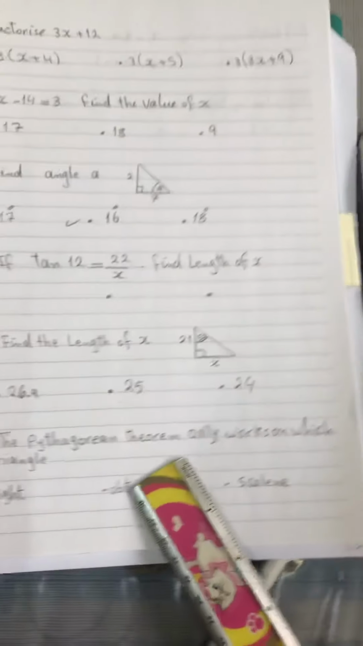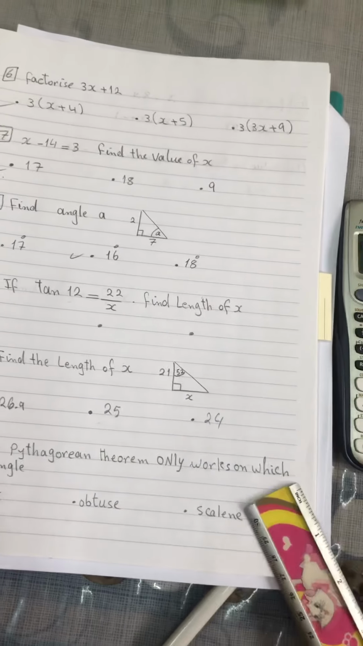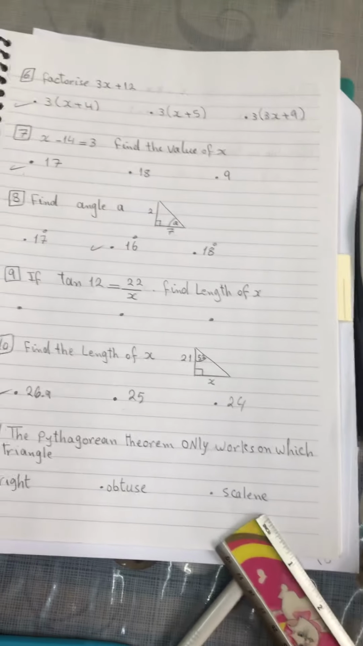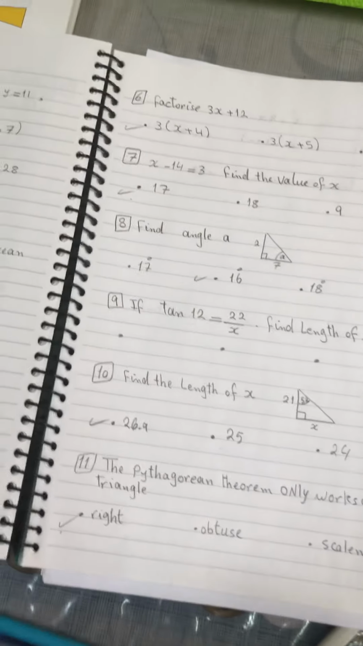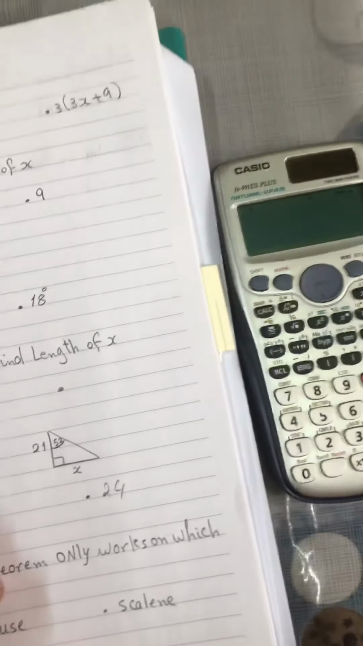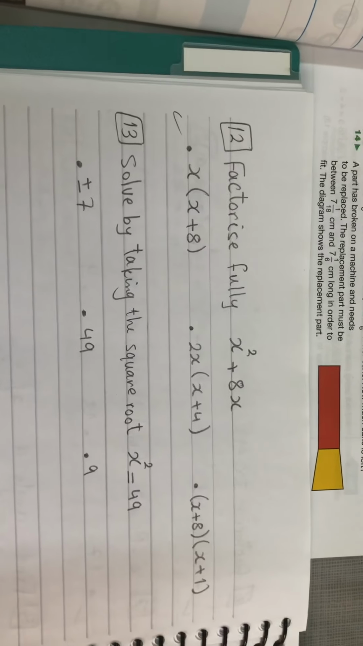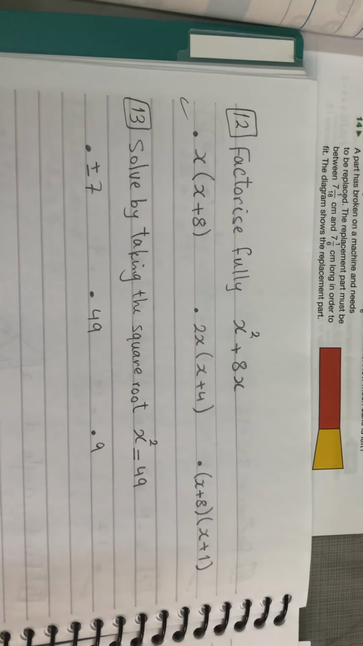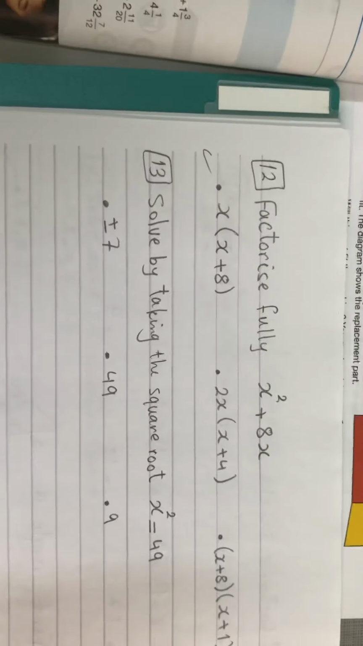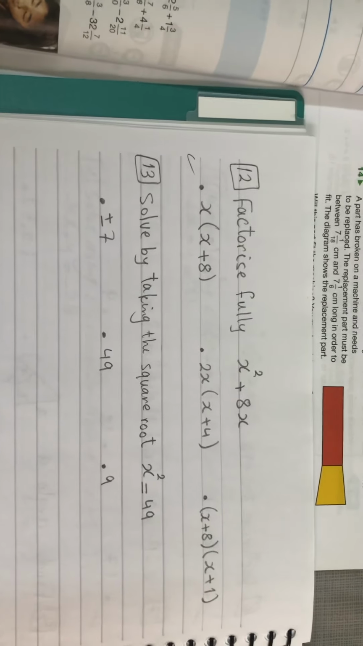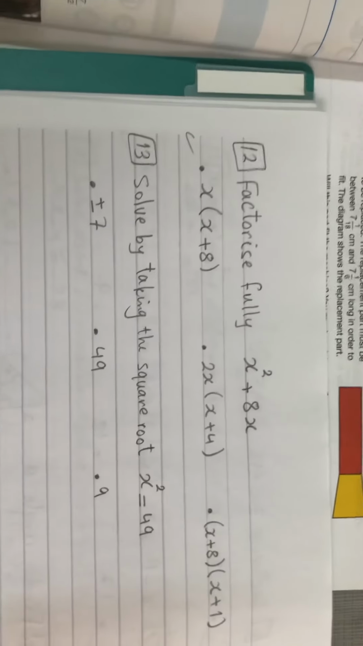The Pythagorean theorem only works on which triangle? Right angle triangle, or obtuse angle triangle, or scalene triangle? Of course, right angle triangle. Okay, like this. Also factorize fully. I explained to you how we can solve this problem. So please solve first and finally choose. Don't lose your marks. Don't lose your marks. Solve regularly and finally choose.